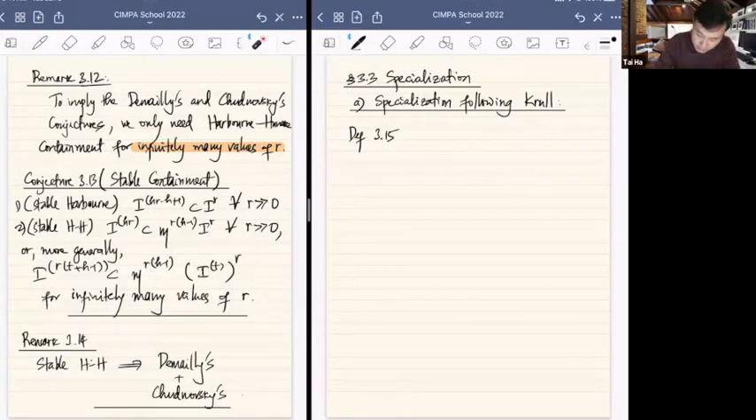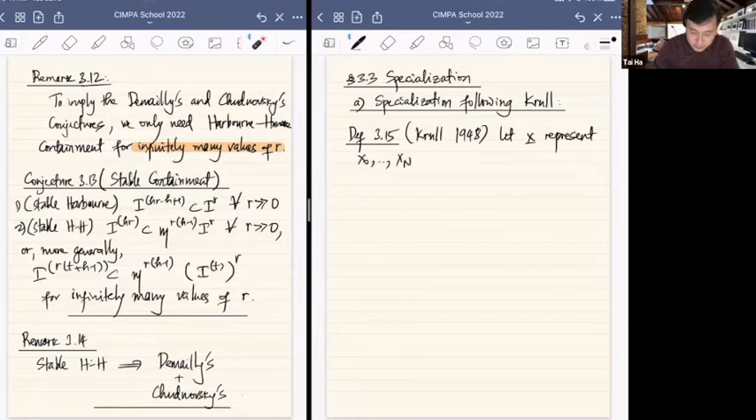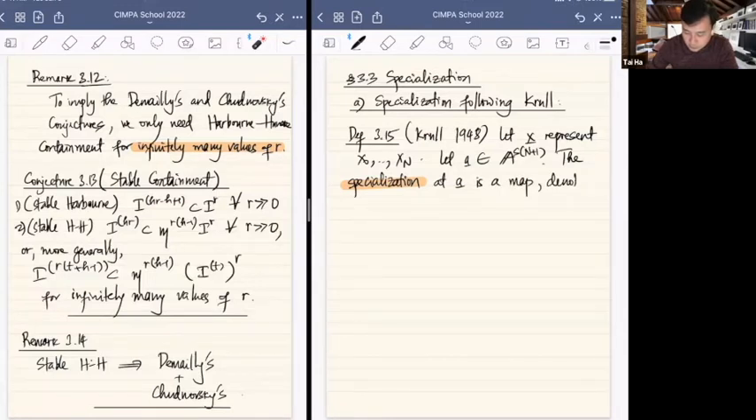Definition 3.15, I think. And this is by Kuhl in 1948. So let X represent, just for shorthand, the variables x0 up to xn. So instead of writing the variables all the time, we just write X. Let A be a point in our parameter space. If you recall last time when we talked about general and very general sets of points, the specialization at A, so it's attached to this vector A, is a map which we denote by pi of A.